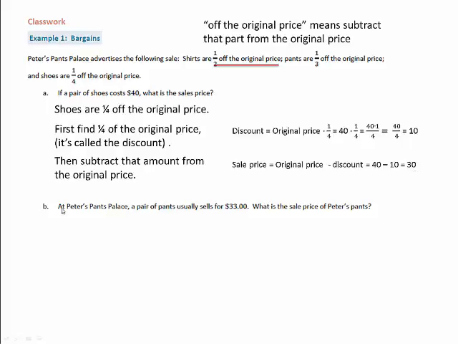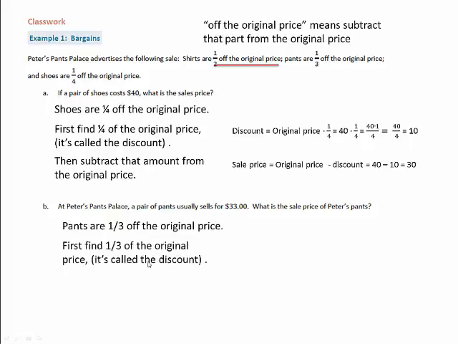Let's take a look at this example again with part B. At Peter's Pants Palace, a pair of pants usually sells for $33. What is the sale price of Peter's pants? Well, pants are 1/3 off the original price, so we want to find 1/3 of the original price and then subtract that from the original price. This is called the discount that we're finding.